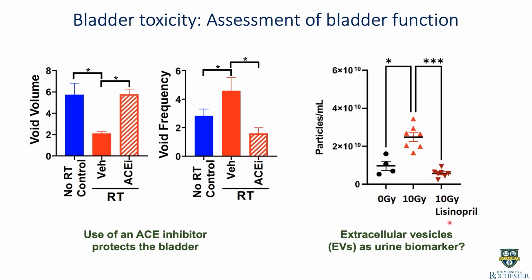And if we give lisinopril 5 days before that 10-gray dose and then monitor and assess EVs 1 week after treatment, we see a reduction in EVs. So maybe the presence of EVs in the urine is a biomarker of function following radiation injury and the efficacy of these ACE inhibitors to protect the bladder against radiation-induced dysfunction.